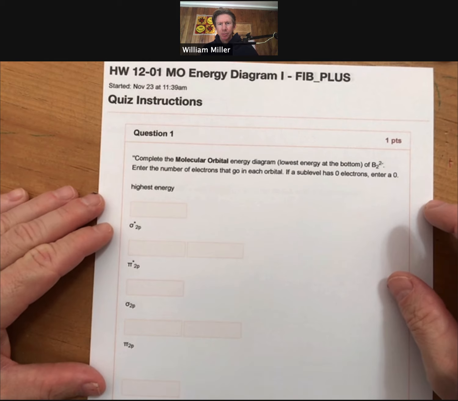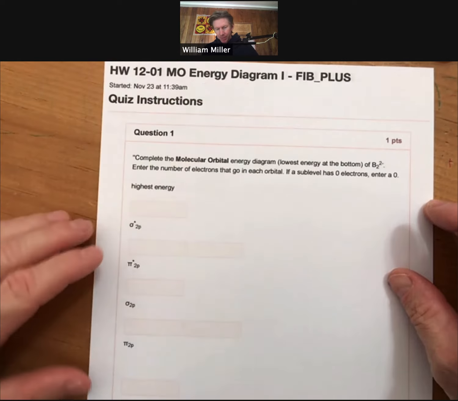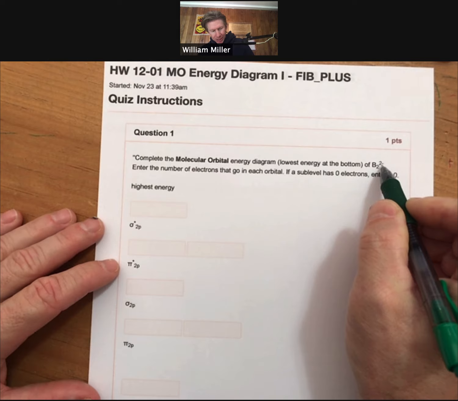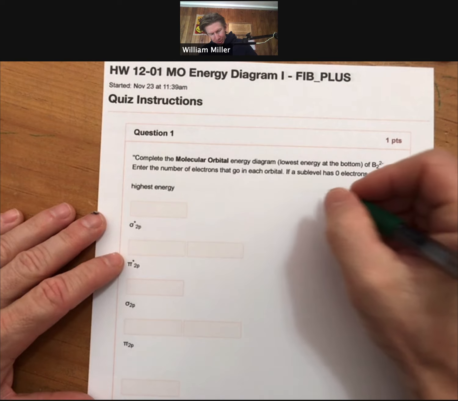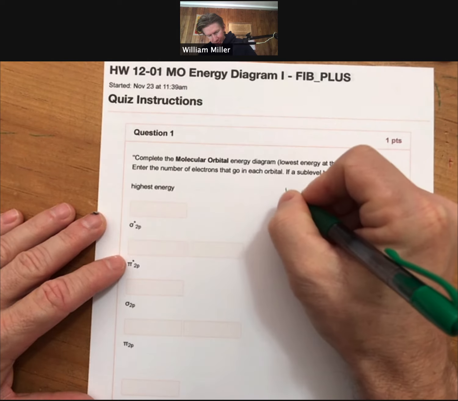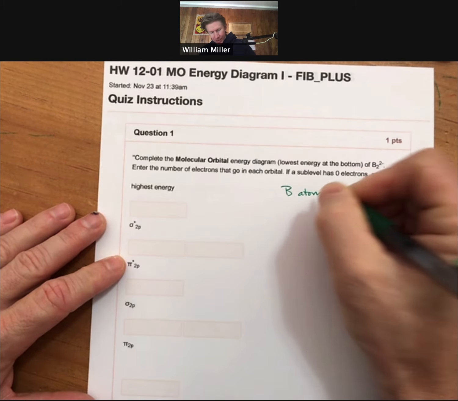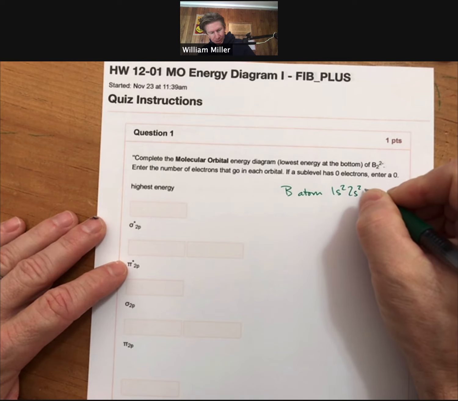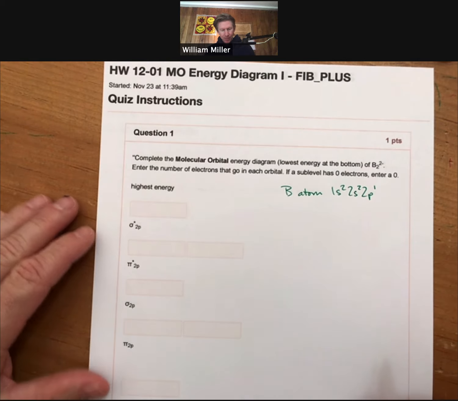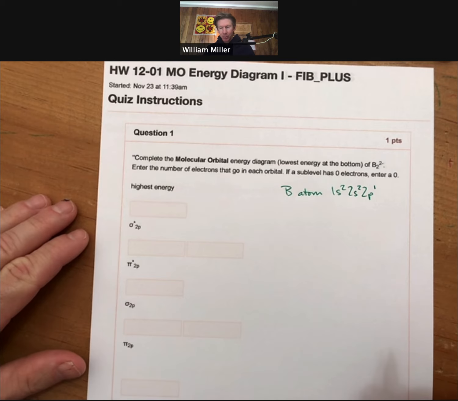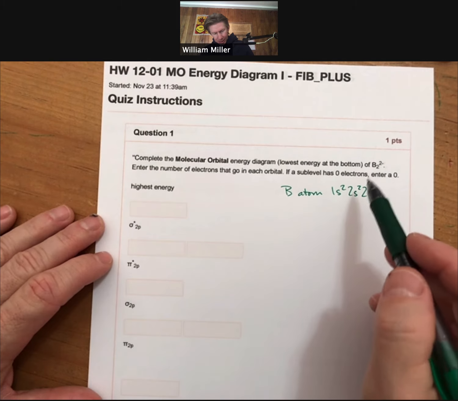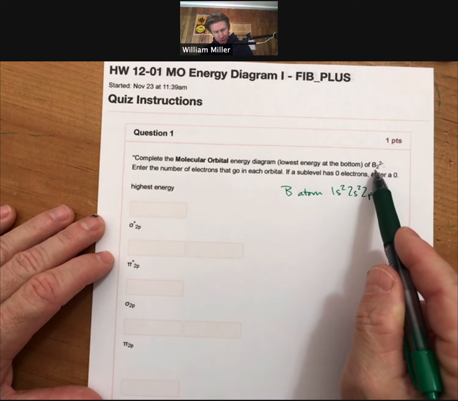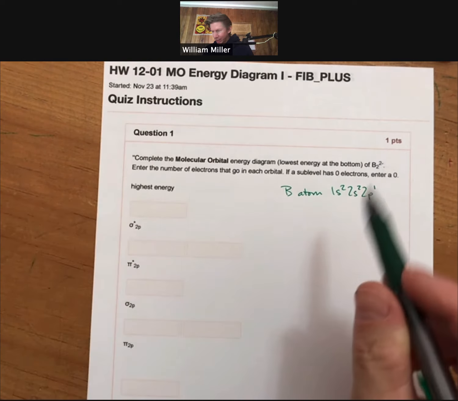Let's fill out this molecular orbital energy diagram for B2 2 minus. Boron, for the boron atom, is 1s2, 2s2, 2p1. That's going to be 5 electrons. And what we're going to do is the molecular orbital energy diagram for 2 of these atoms plus 2 more electrons.